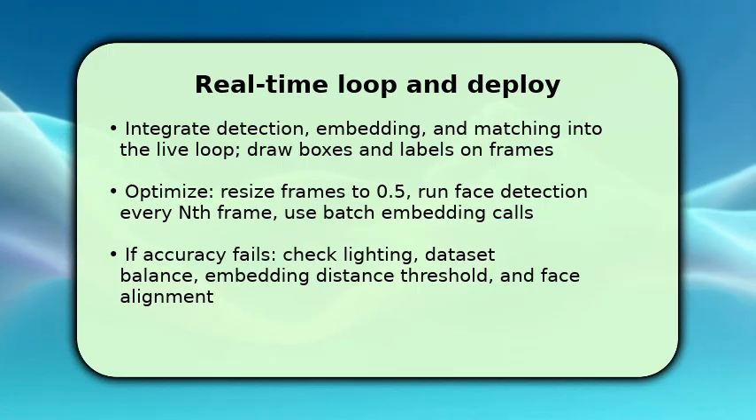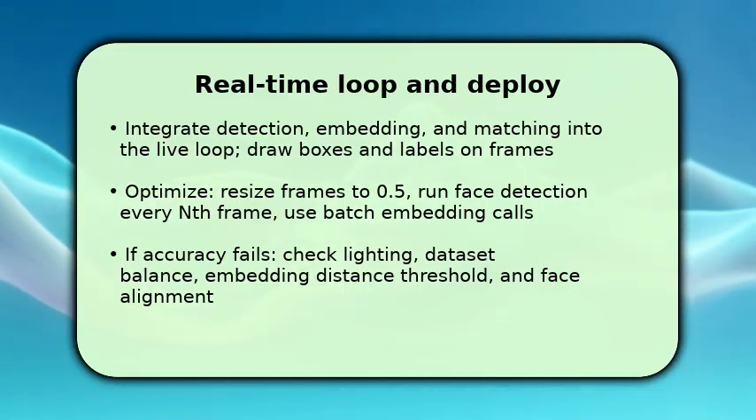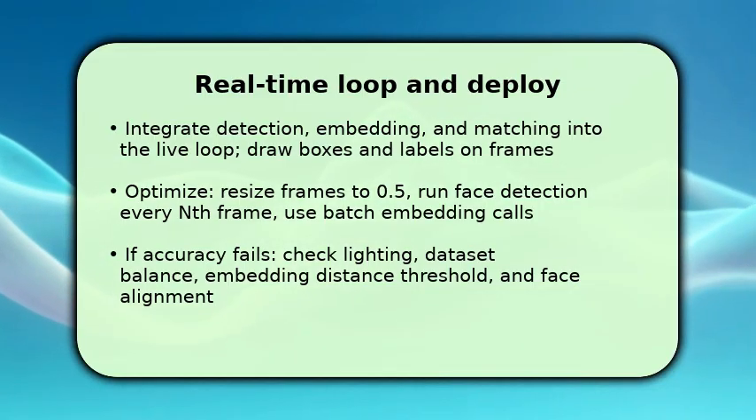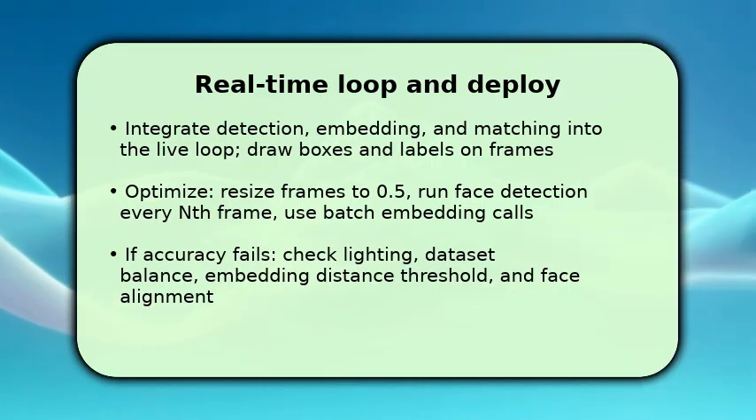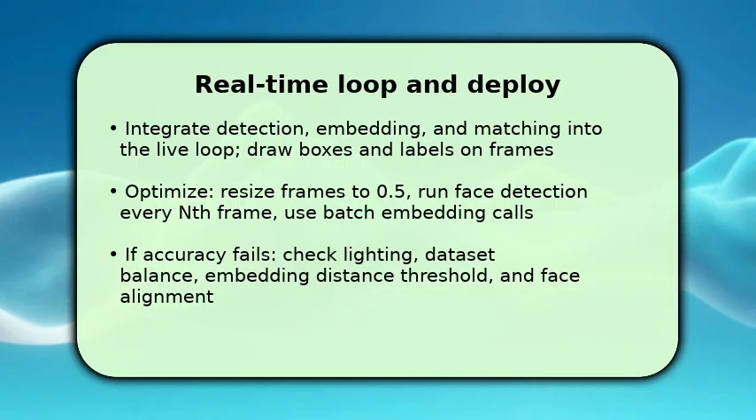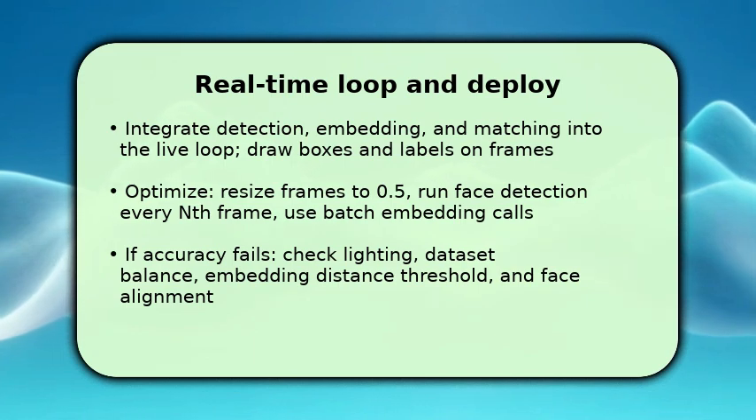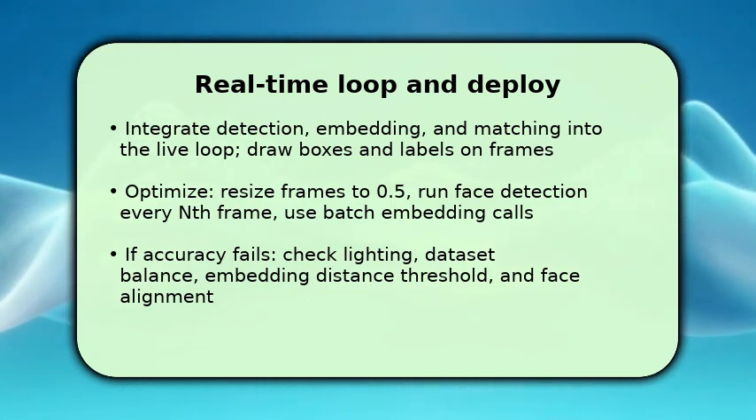Capture frames, optionally resize to 1/2, detect faces, compute embeddings in batches, then match and annotate frames with boxes and labels. Once done, profile and optimize, skip frames, reuse alignments, and offload heavy work to a GPU if available. If recognition is poor, troubleshoot one key item, data quality, improve lighting, add more varied images per person, and adjust the embedding distance threshold to reduce false accepts.